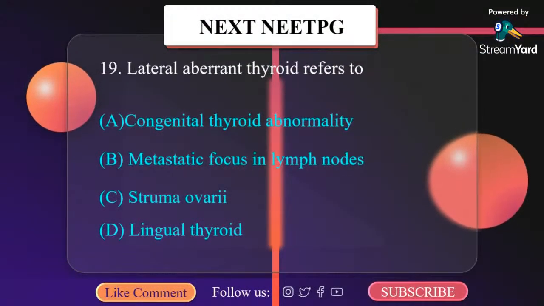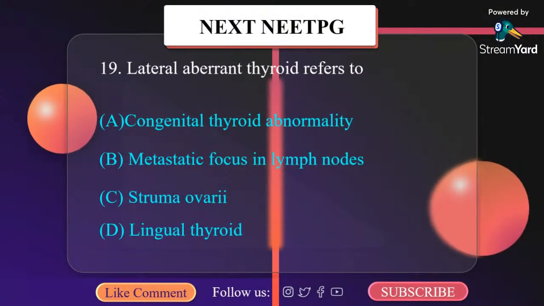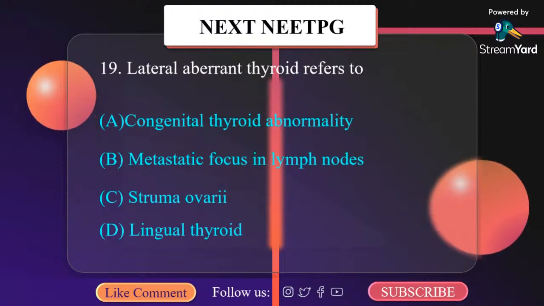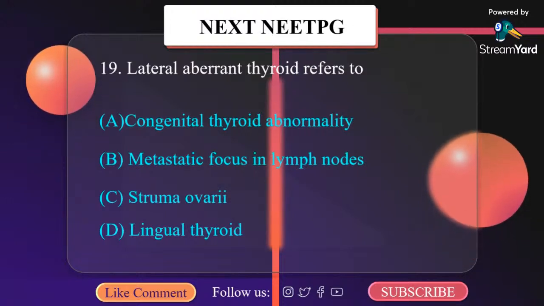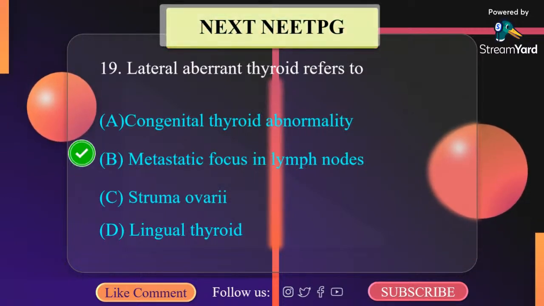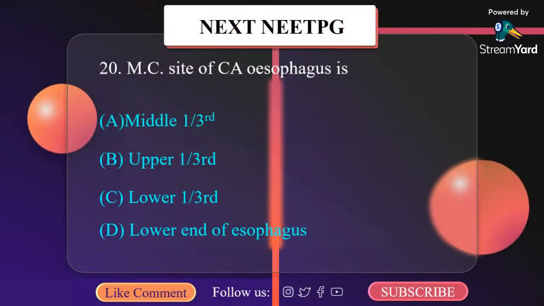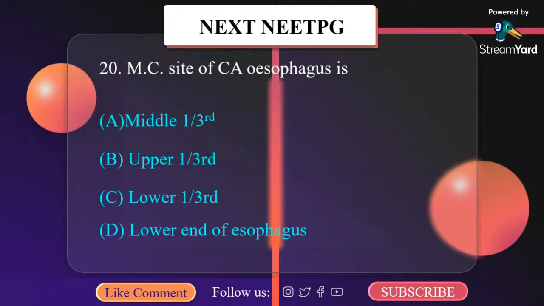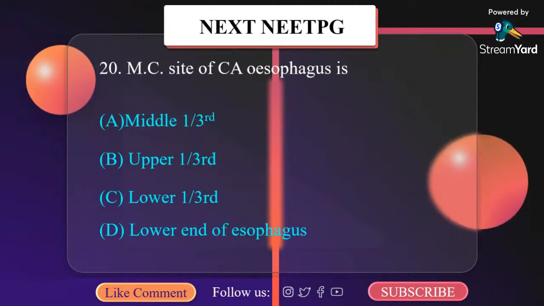Lateral aberrant thyroid refers to: A. Congenital thyroid abnormality, B. Metastatic focus in lymph node, C. Struma ovarii, D. Lingual thyroid. It is metastatic focus in lymph node. Most common site of carcinoma esophagus is: A. Middle one third, B. Upper one third, C. Lower one third, D. Lower end. It is middle one third.